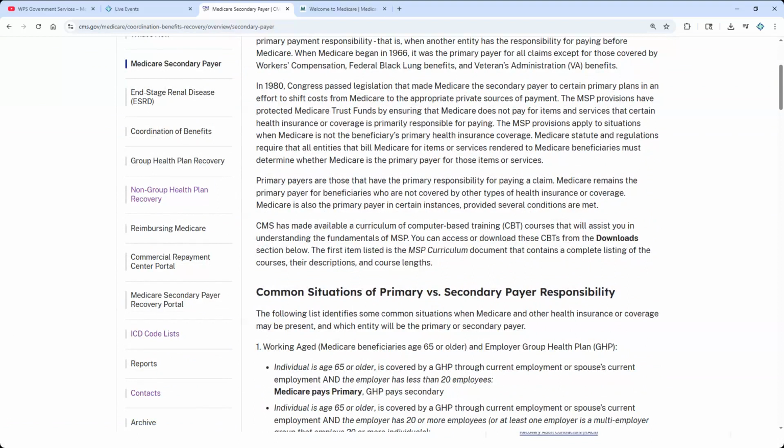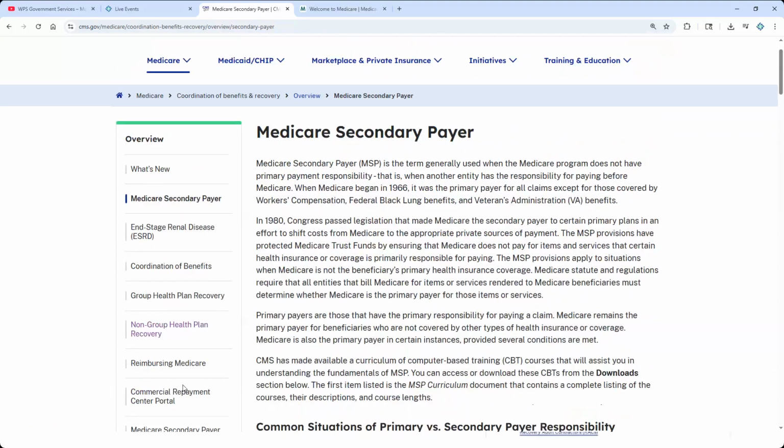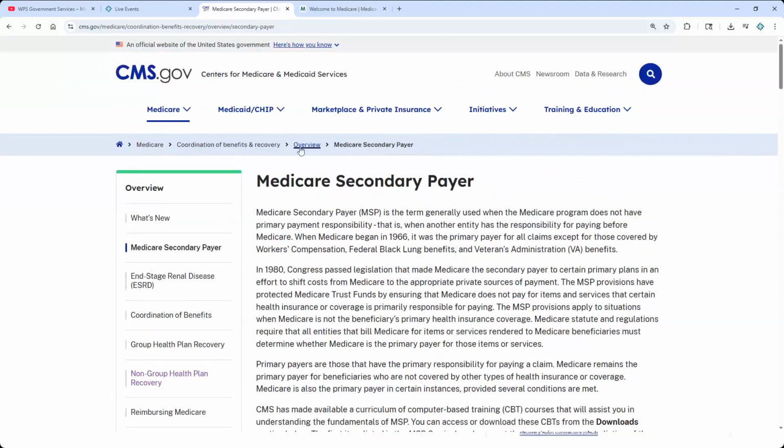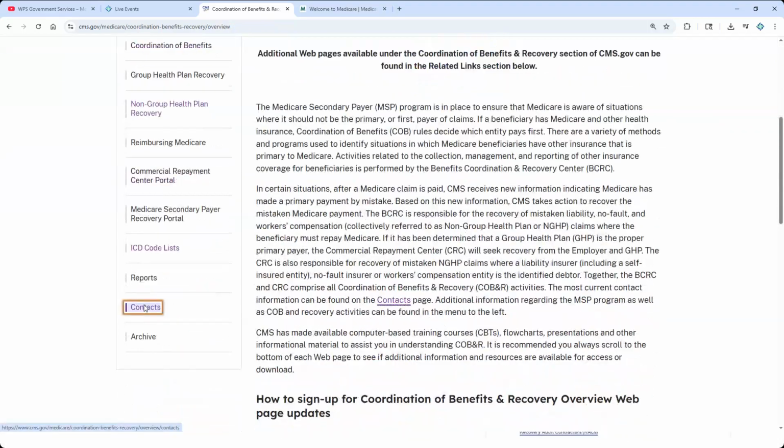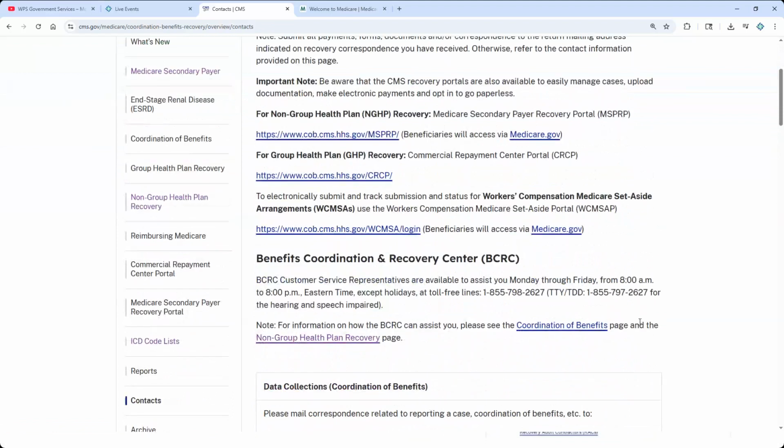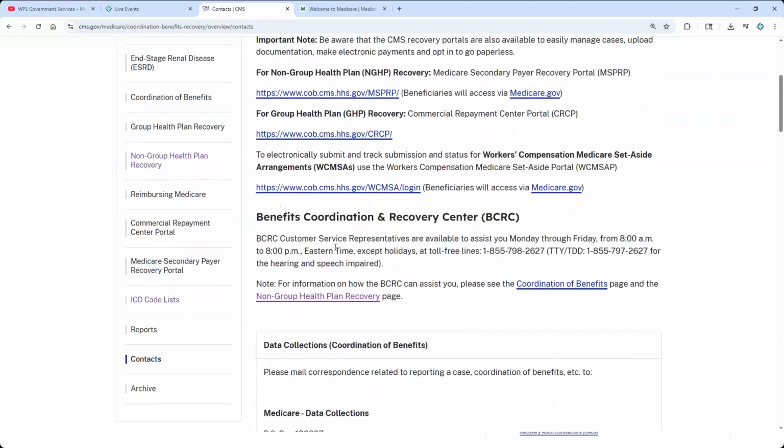Okay, which brings me to the next question and the next item on our CMS interesting information or CMS resources. I was very specifically asked how do I find the contact information for the Benefit Coordination and Recovery Center. And that's under contacts right here. So again, we are just back in that coordination of benefits, the overview, the Medicare Secondary Payer, which we don't need to be in. The overview would also give it to us. If we scroll down, you'll find contacts. What's great is that this Benefit Coordination and Recovery Center is the contractor that works to update the coordination of benefit systems. The coordination of benefit systems is the actual system that stops us from paying a claim if your claim does not contain the proper primary payer information.